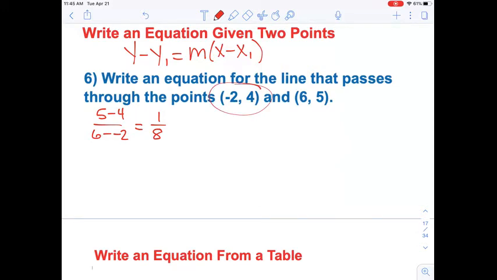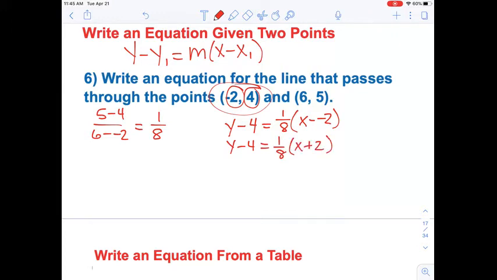Then I'm just going to choose one of these points. I'm going to do the first one. You'd get the same answer if you chose the second. We have y minus, y1 is 4, equals, m is my slope, so 1/8 times x minus, and x1 is negative 2. Then I'm going to rewrite this as y minus 4 equals 1/8 times x, and then since it's a double negative, it's going to be plus 2.